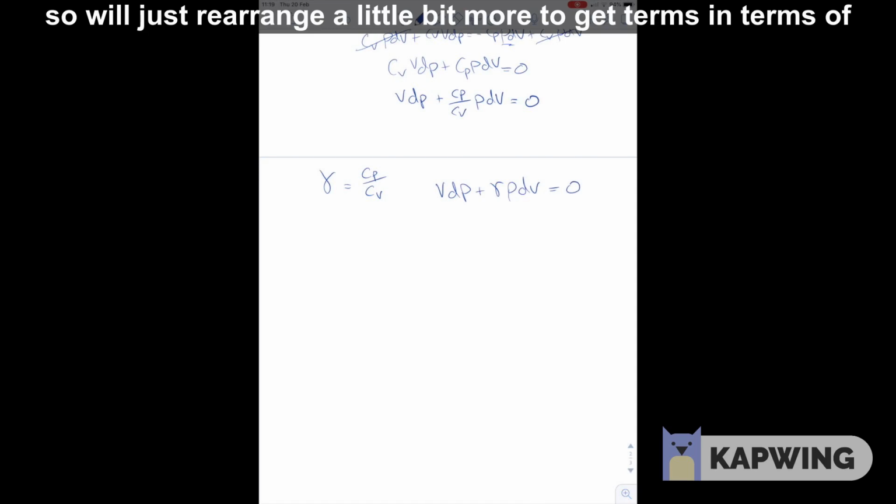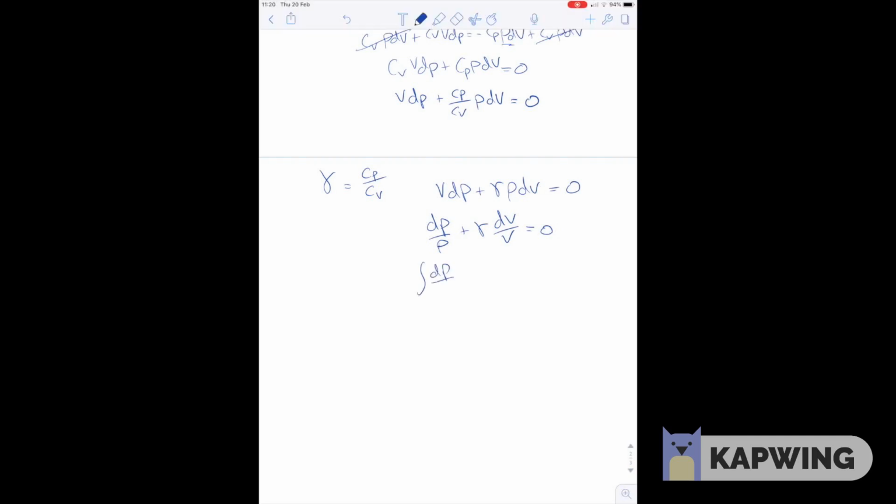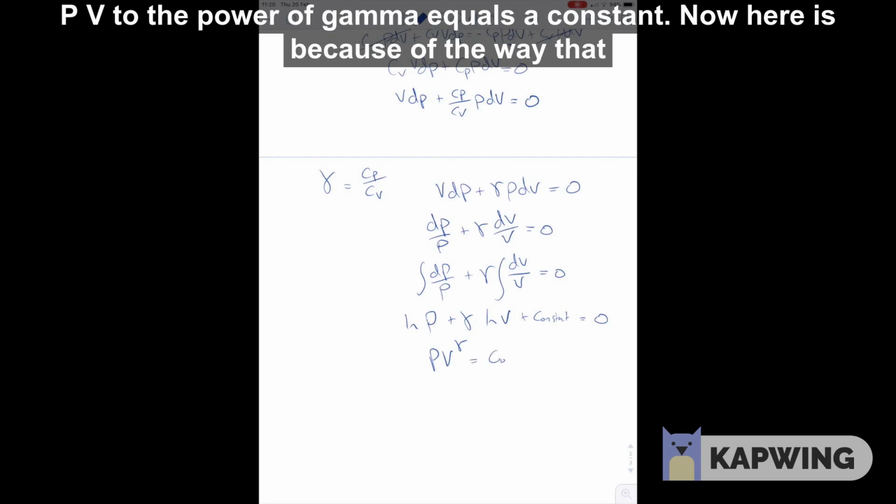Okay, so we'll just rearrange a little bit more to get one term in terms of pressure and one in terms of volume. So we have dP over P plus gamma dV over V equals 0, and we want to get rid of the differential terms by integrating. So integral of dP over P plus gamma integral of dV over V equals 0. So we get ln of the pressure plus gamma ln of the volume plus some constant equals 0. Okay, so by our laws of logs, it's pretty straightforward to see that PV to the power of gamma equals a constant term.